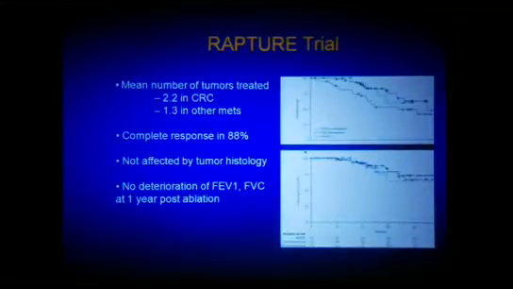And it really didn't matter based on the histology, whether it was a primary tumor or other colorectal tumor or other metastases. The complete response rate was 88%, or near 90% in all those tumors, regardless of histology. They also noted that there was no deterioration in FEV1 at 1 year post-ablation.